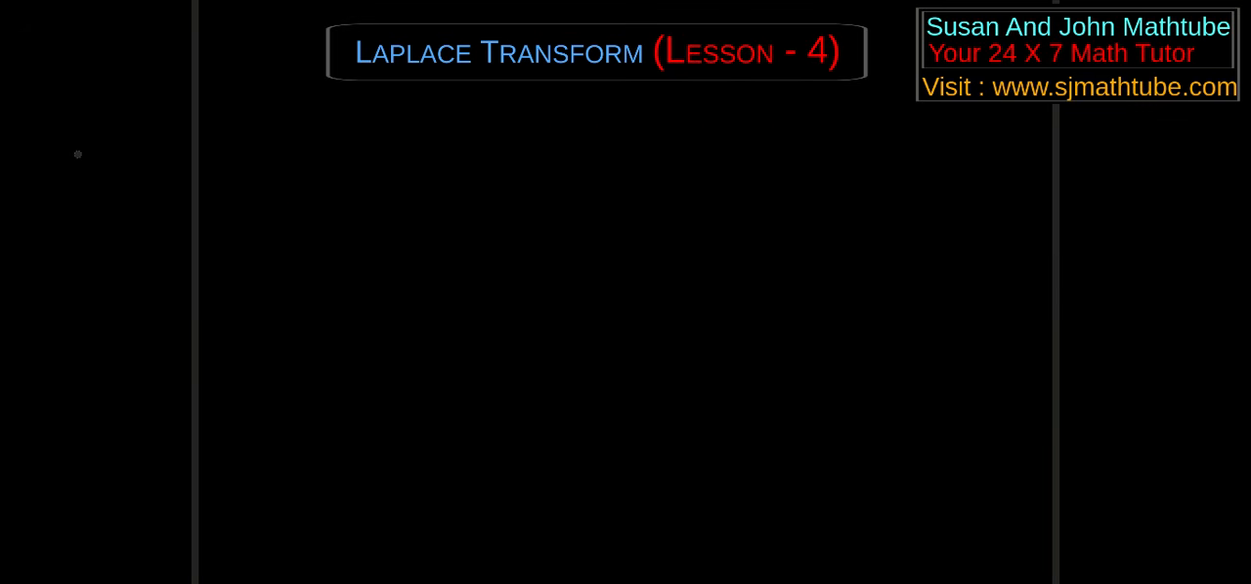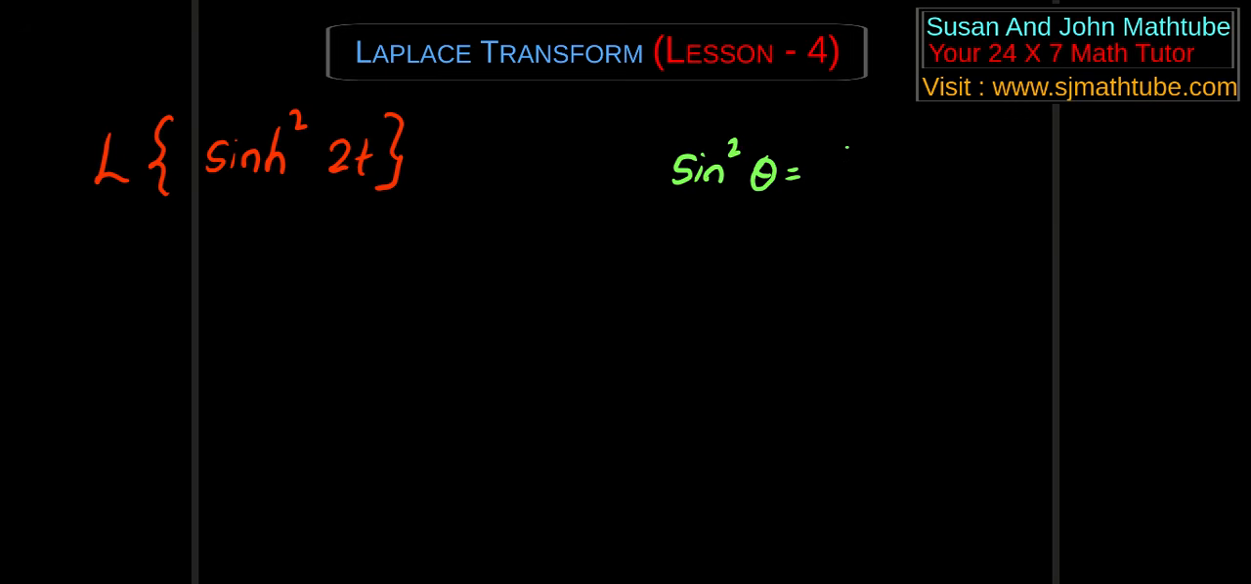Okay, now another question. Find the Laplace of sinh square 2t. So again hyperbolic. Now no need to worry, you know the trick. Osborne's rule. So we have sine square theta is equal to, come on, tell me, what's the trigonometric formula? Yeah, 1 minus cos double the angle, divided by 2.